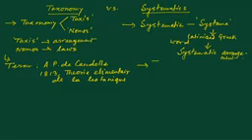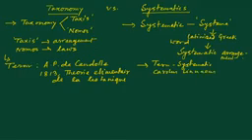whereas the term systematics was coined first by Carolus Linnaeus in the year 1735 in his book Systema Naturae.